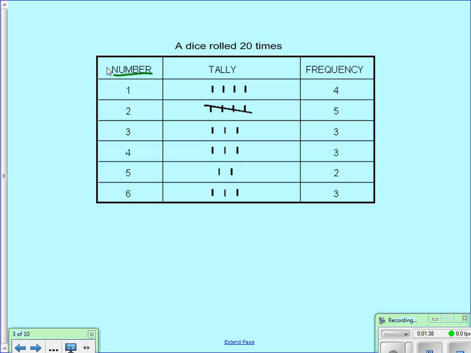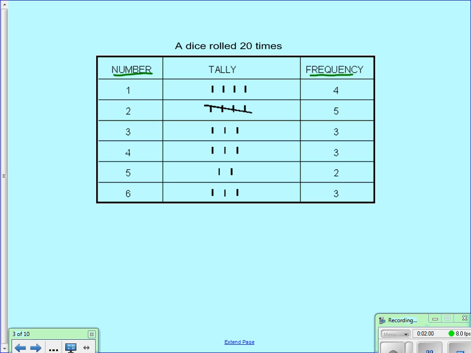Once all the data has been collected, then I go to my last column, the frequency column, and I total up the number of tallies I have. So for number 1, I had 4 tallies. For number 2, we had 5 tallies. For number 3, we had 3 tallies, and we tally those up.